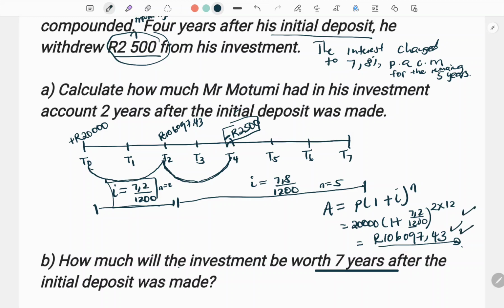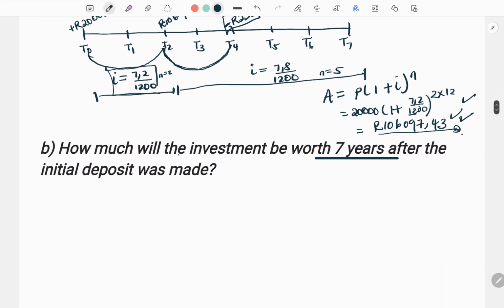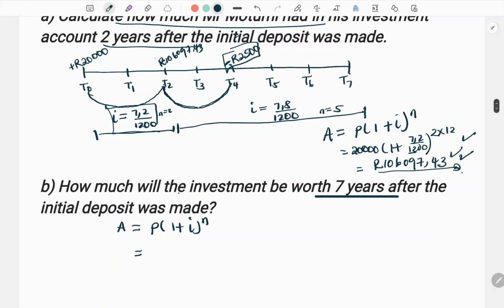You've answered the question: how much will Mr. Motumi have 2 years after the initial deposit? You are fine. How much will the investment be worth 7 years after the initial deposit? So you have to complete everything. You continue. A equals P(1 + i)^n. Your P is what? You use the very same amount. Your P now, you use this value.